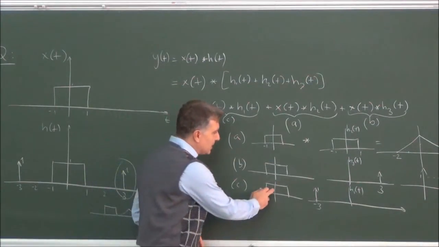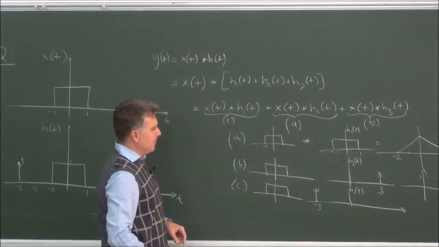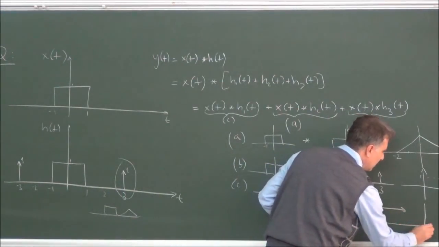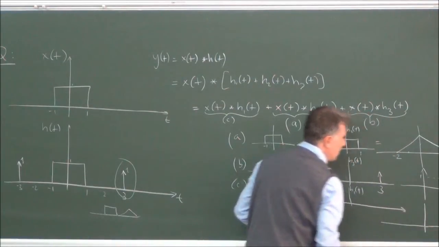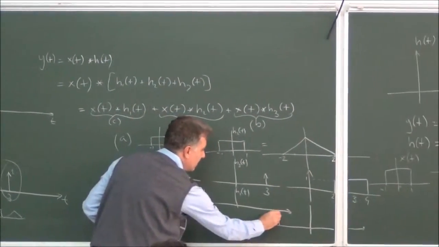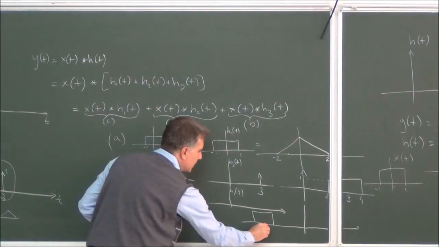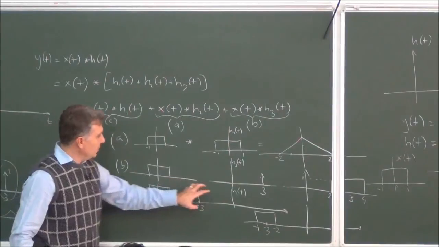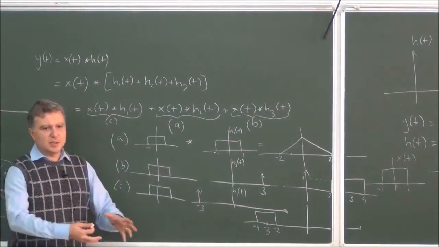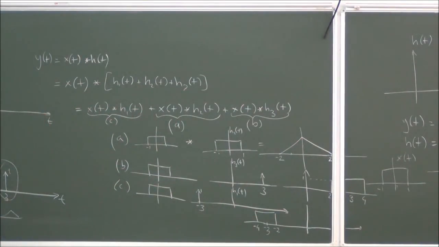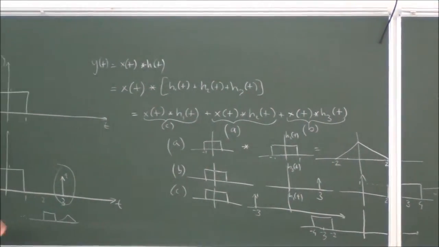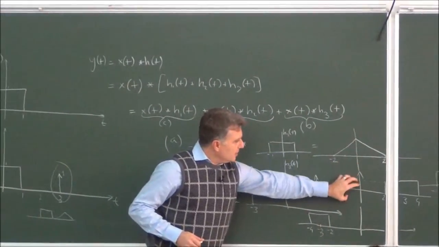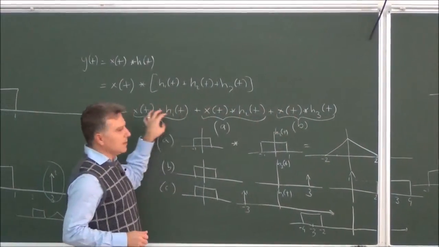So the convolution of this and this impulse is a rectangle around -3. This is -2 and this is -4. So this convolution is this rectangle, shifted this time towards left. Okay? So what do we need now? We need to add up these three shapes because we have to combine.